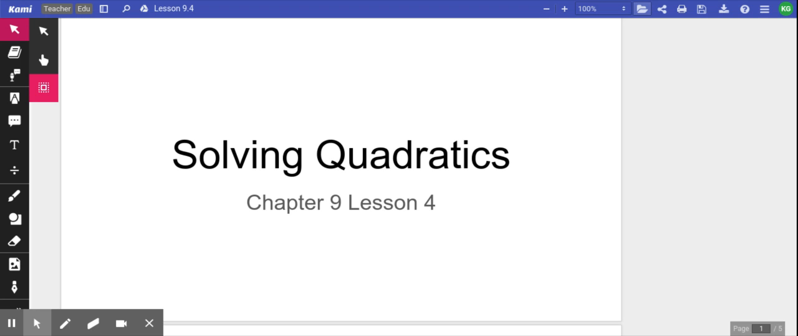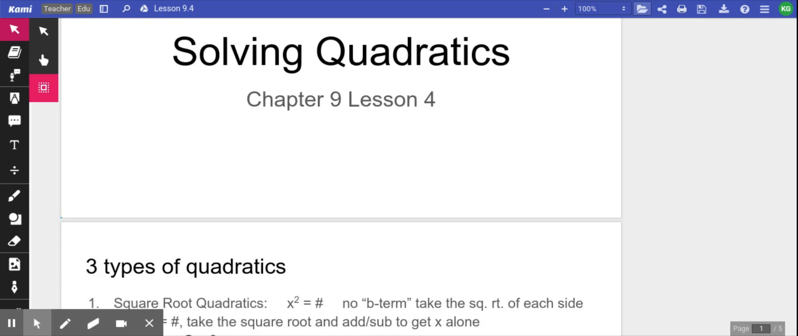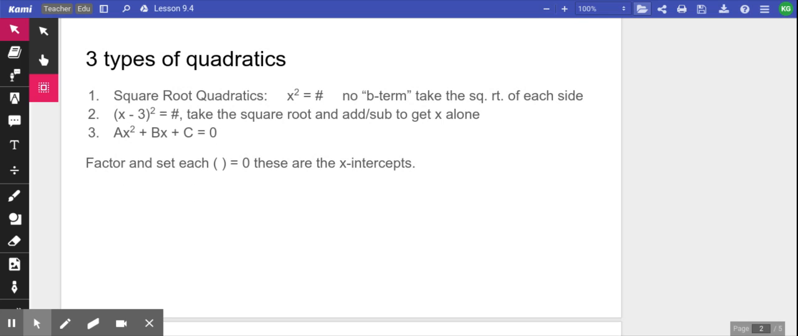Chapter 9, Lesson 4 is solving quadratics. Today we're going to be focused on 3 different types of quadratics. The first one is where we're just going to have the equation x squared equals a number. There's no b term. So remember we discussed that squaring something and taking the square root of something are opposites.